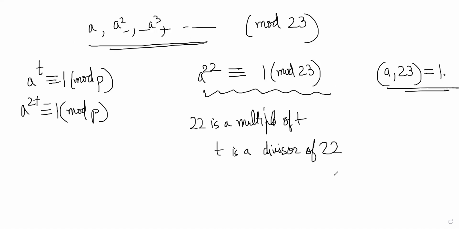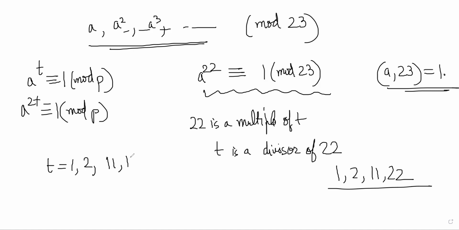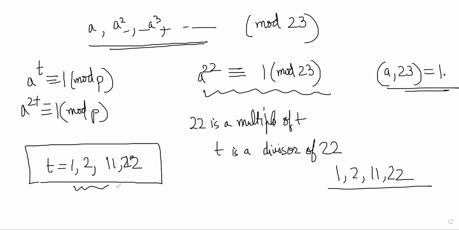Or t is a divisor of 22. What are the possible divisors of 22? 1, 2, 11 and 22. That means we have only 4 possible values that you need to check. t can be 1, 2, 11 or 22. So we don't have to check the entire sequence of powers. We only have to check the divisors of p minus 1. That is a very interesting idea. It will be used in problems, so keep that in mind.